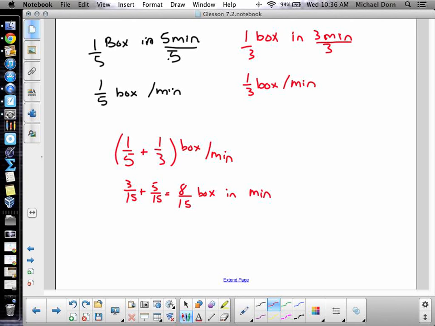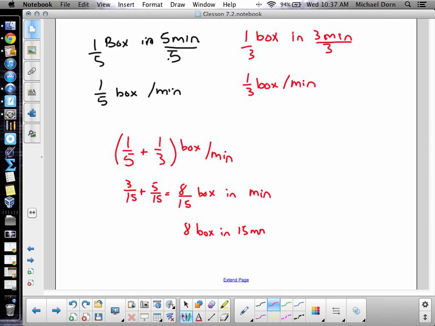Or, if I multiply through by 15, it's 8 boxes in 15 minutes. So they can do 8 boxes every 15 minutes. It says, what information do we need to know they can unload all the boxes in 30 minutes? Well, we need to know how many boxes there are. Then we can determine that in 30 minutes they could do 16 boxes. So if they have 16 or fewer boxes, yes, they could do them all in 30 minutes.